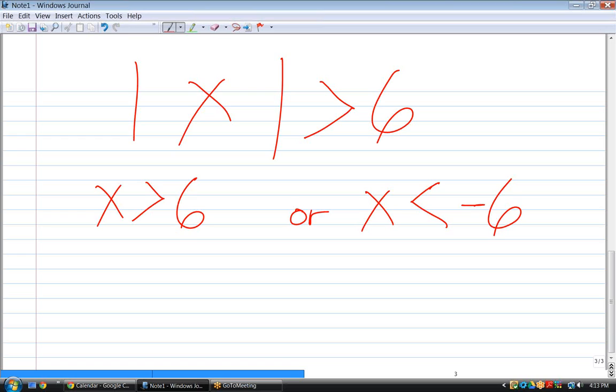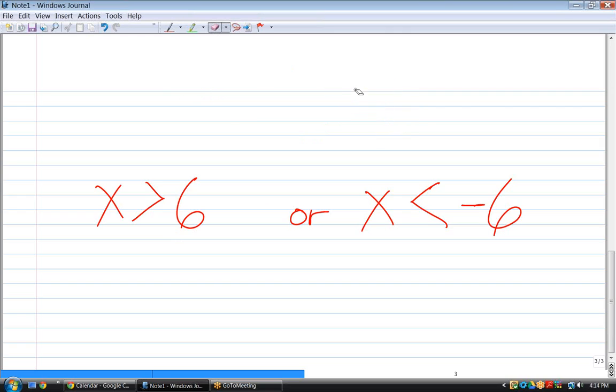Okay. Well, how does that translate to a graph? Well, there's 6. So x is greater than 6 or x is less than 6. Less than that. Hold on a second. I did that wrong. Back that all up. Well, I mean, back it up to this point here.